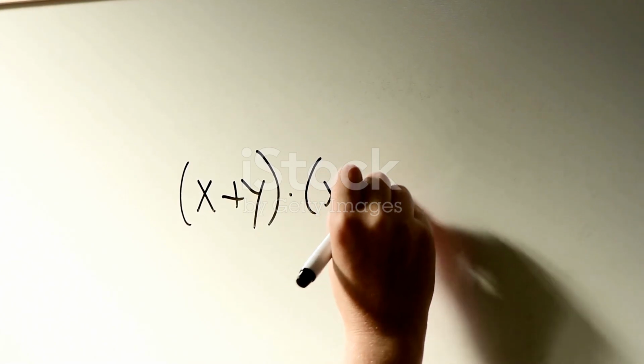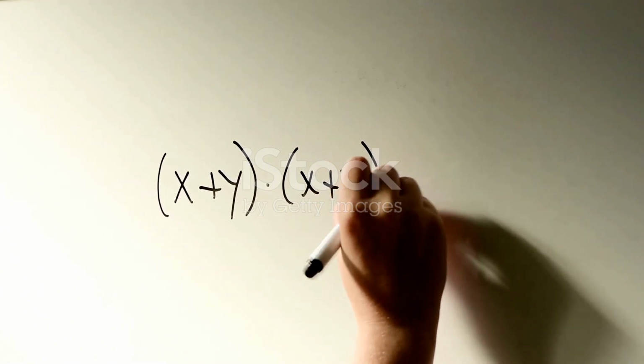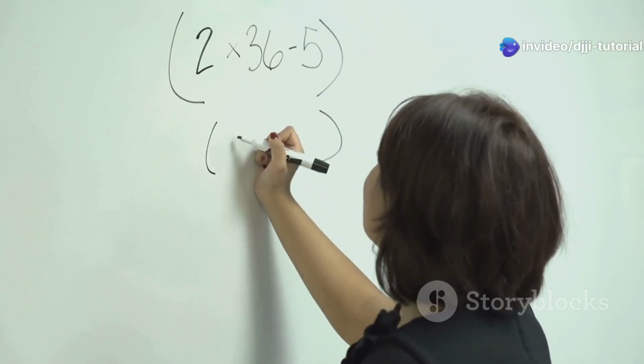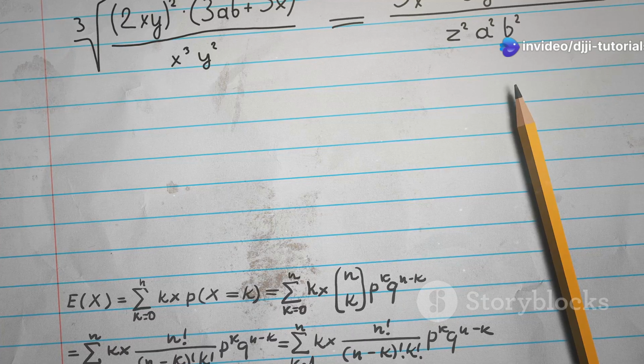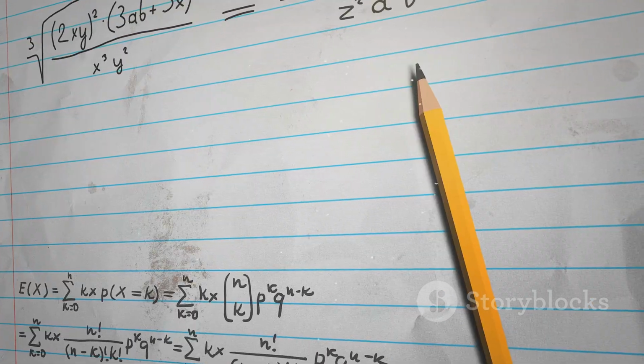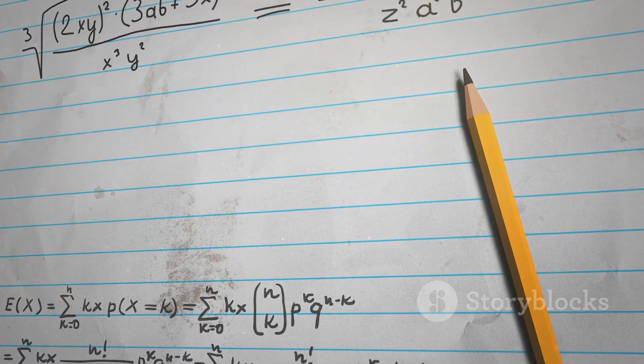A polynomial is an algebraic expression consisting of one or more terms where each term is a product of a coefficient and a variable raised to a non-negative integer power. For example, 3x squared plus 5x minus 7 is a polynomial, while 1 over x plus 2 is not because of the division by a variable.